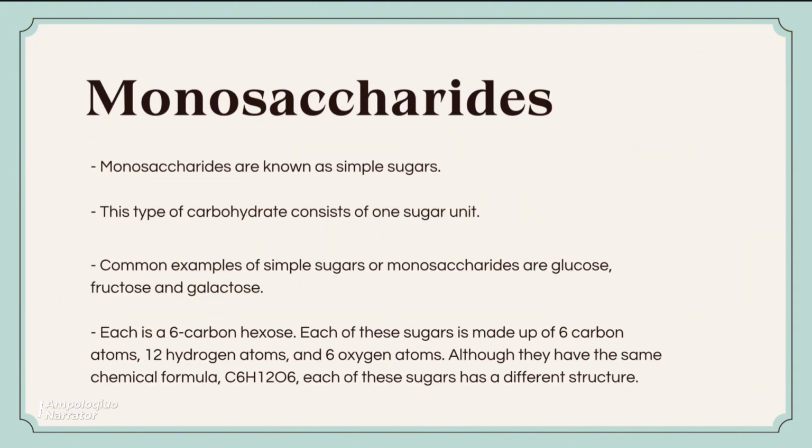Monosaccharides are a type of carbohydrate consisting of one sugar unit. Common examples of simple sugars are glucose, fructose, and galactose. Each is a 6-carbon sugar or hexose.